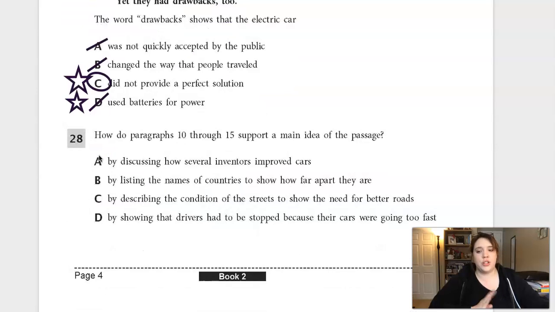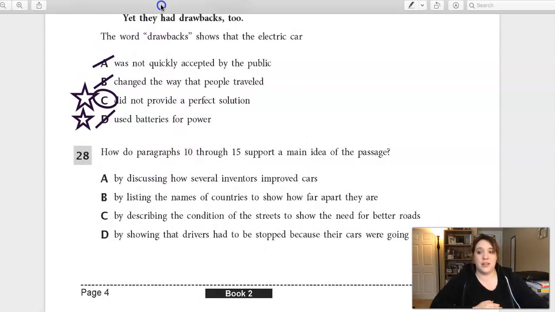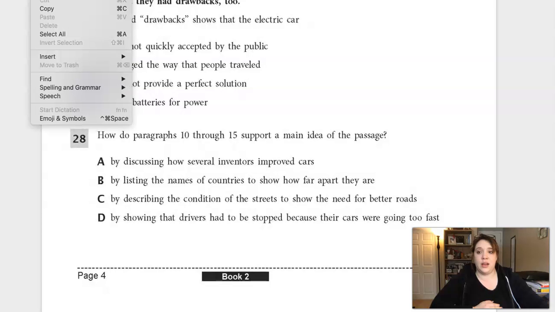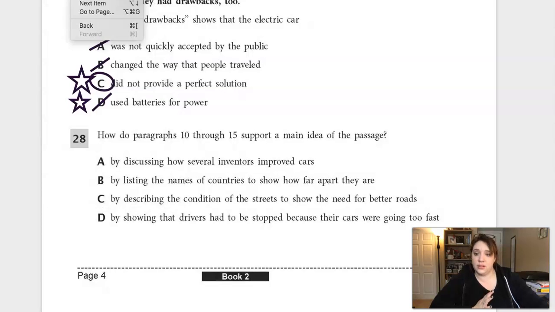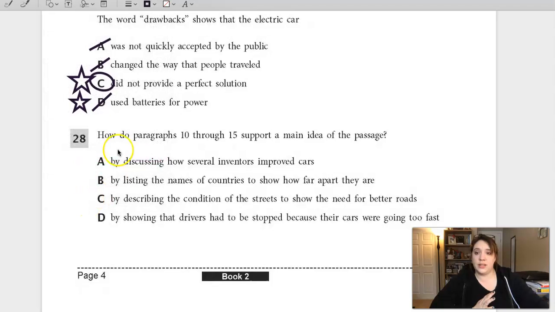So, starting with number 28, I want to read it, and then I want to show you a word that is very important to answering this one. It says, how do paragraphs 10 through 15 support a main idea of the passage? Okay, so the word that I really want you guys to focus on, and I'm going to pull this down so I can annotate it for you, is through.